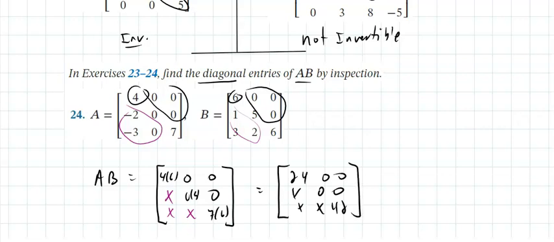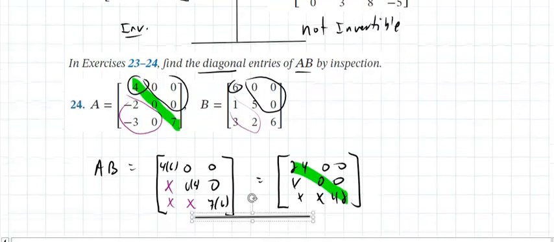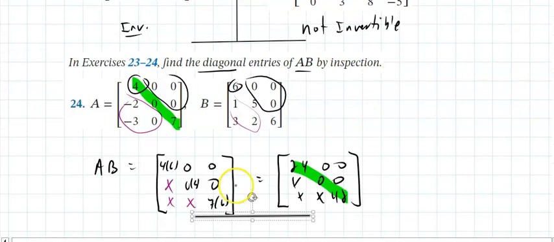So they're only concerned with the diagonal. They don't really care about the rest. They want to make sure that you understand these properties because we're going to use all of those later on. And that's pretty much it for this section.